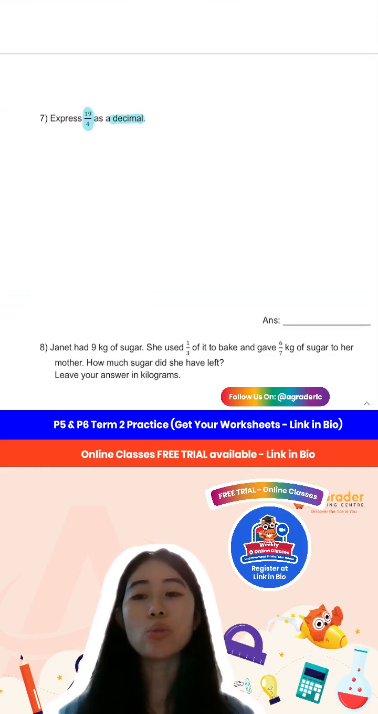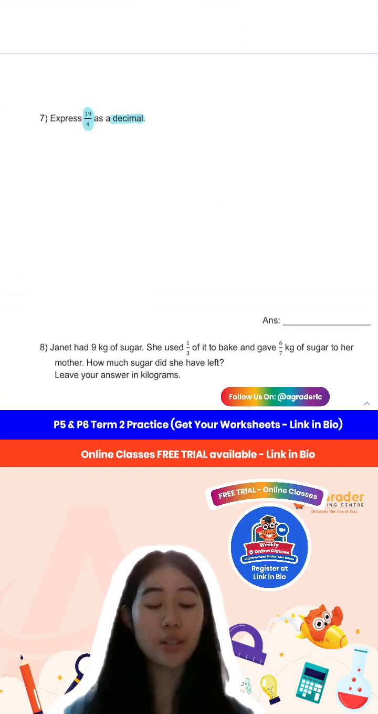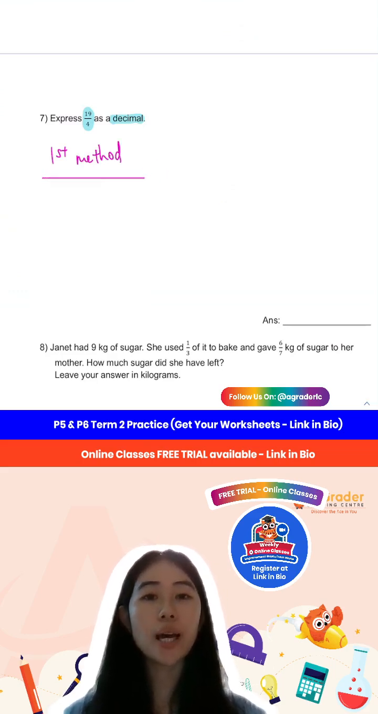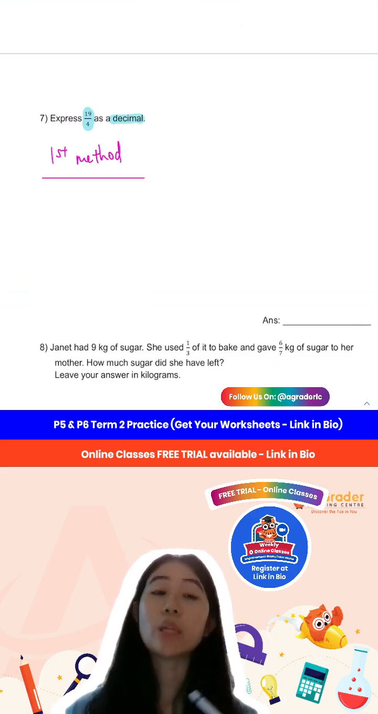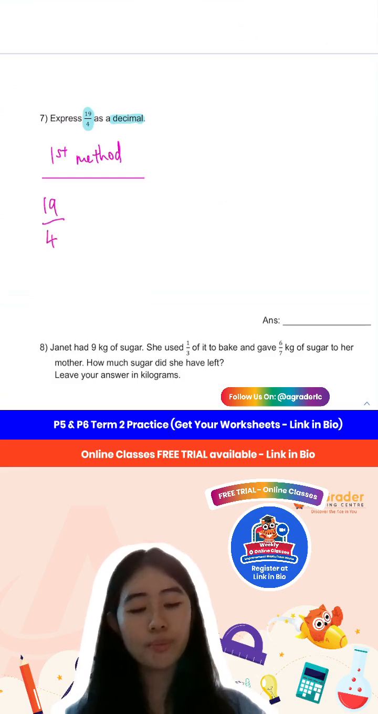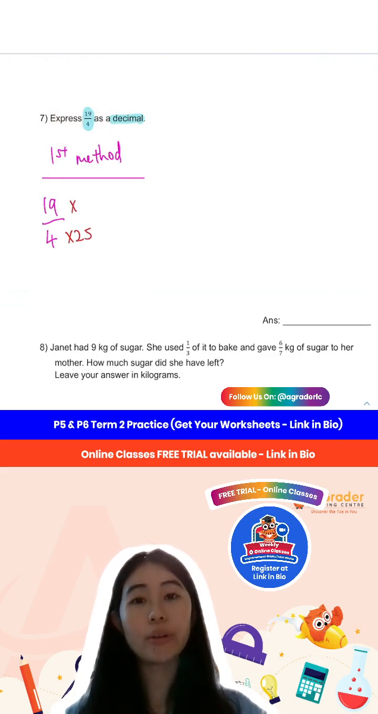Okay, so there's two ways to solve this question. You want to change this fraction to a decimal. The first method is to change the denominator to either 10, 100, or 1000. Okay, so in this case, 4, you cannot change it into 10, but your denominator 4 can be changed into 100. So that's what I'm going to do. To change it to 100, you're going to times 25.